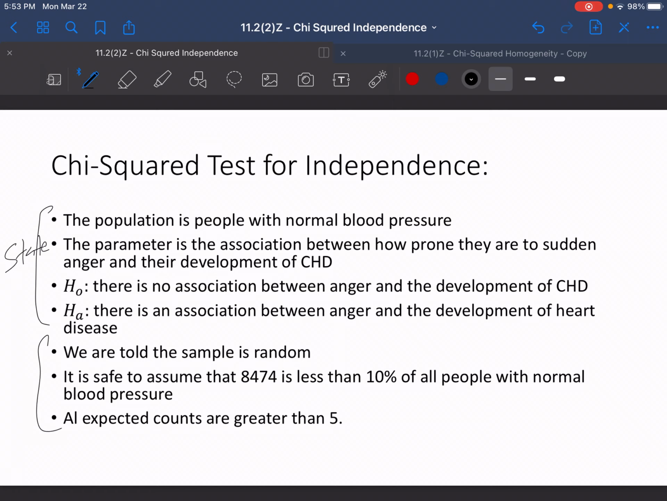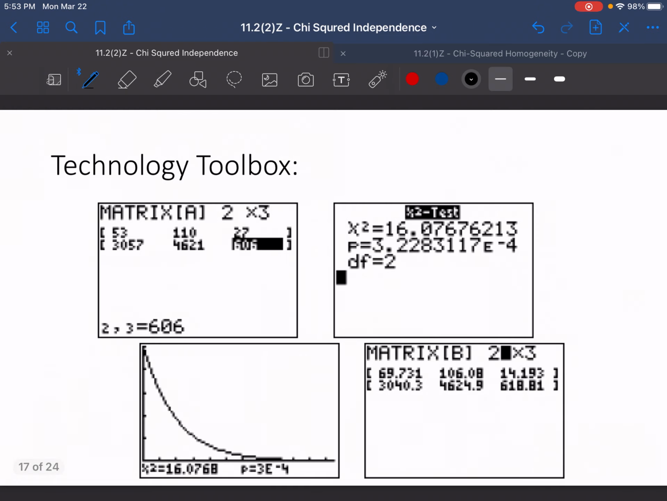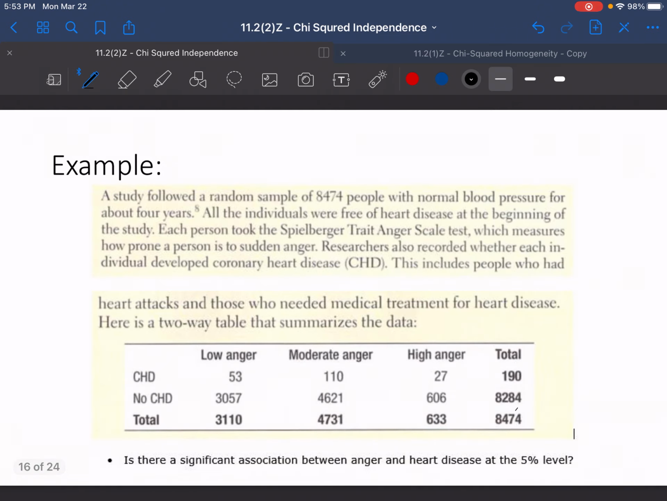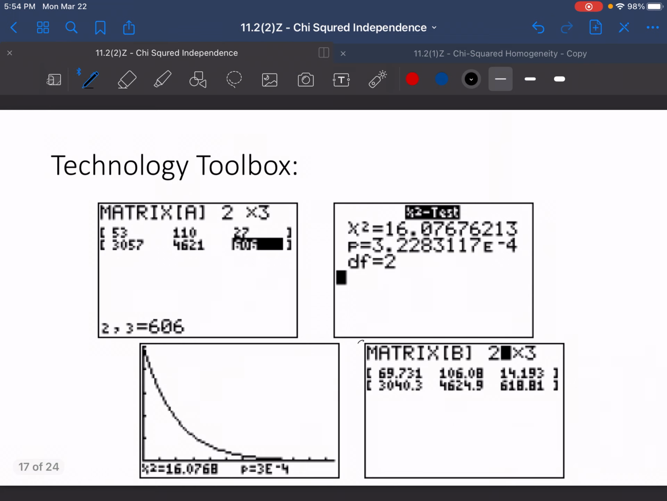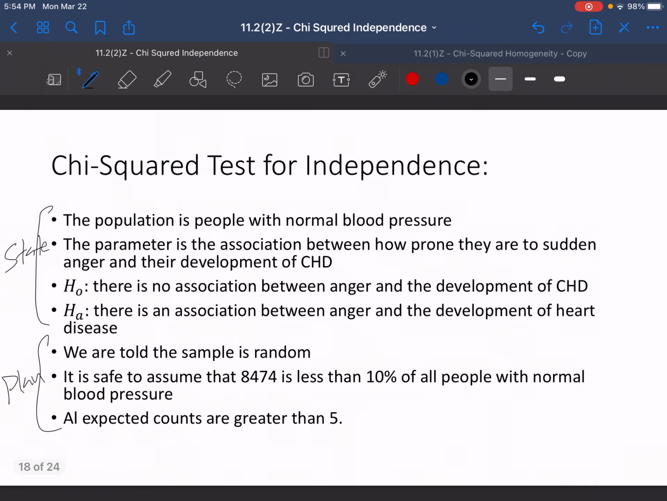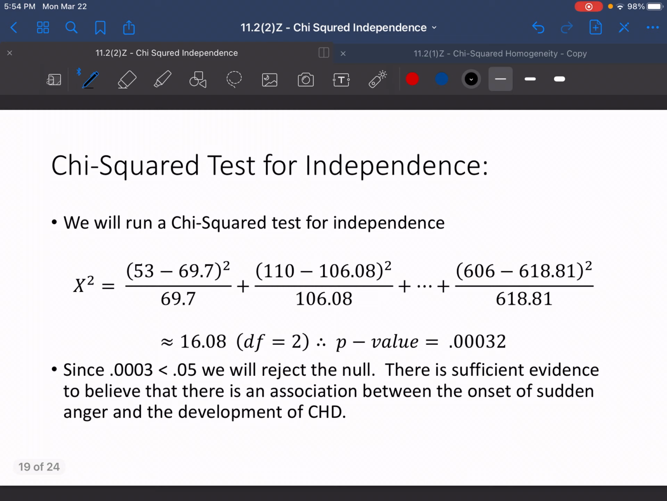All right, from there we would complete our plan portion, which is that we're told that the sample is random. It's safe to assume that 8,474, which is our total number right here, is less than 10% of all people with normal blood pressure, and all expected counts would be greater than 5 based off of our data right here. Okay. From there, we would want to run our chi-squared test for independence and find our test statistic.